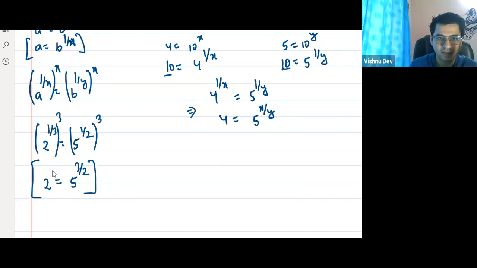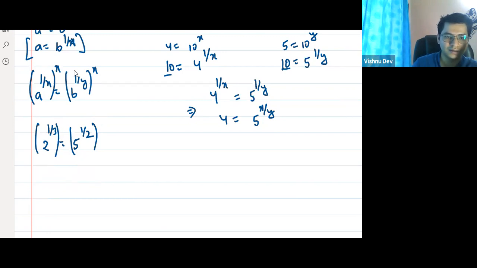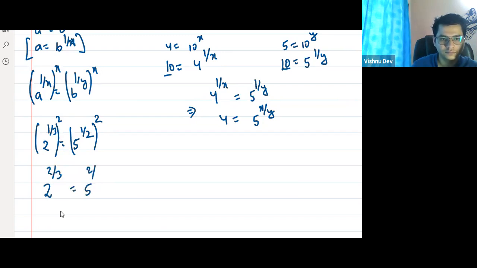Okay. See, so it is what? 2 to the power 3 by 3. And this is 5 to the power 1 by 2 into 3. So 3 by 3 cuts and it becomes 2, right? But if instead of 3, you would have multiplied by 2. Instead of 3, you would have multiplied by 2. Then tell me, what would have happened? Sir, 2 to the power of 2 by 3 is equal to 5. Exactly. Make sense? Yes or no?